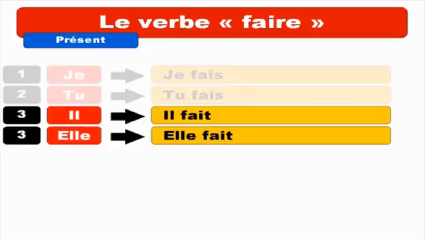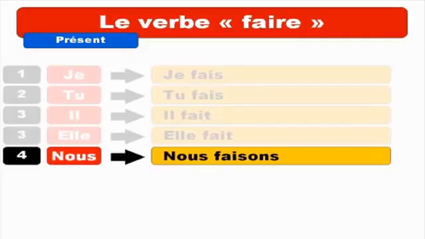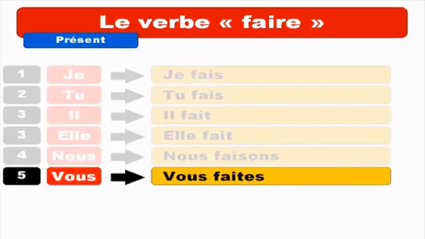Elle fait. Okay, then comes nous. Nous faisons. Here it's quite tricky because we write it F-A-I-S-O-N-S, but we pronounce it faisons. And the final S is not pronounced. So nous faisons. Repeat. Nous faisons. Okay, so here comes the strange form. Logically we could put vous faisez, but no, it's vous faites. Keep in mind that the final S is not pronounced. Vous faites. Okay, repeat.